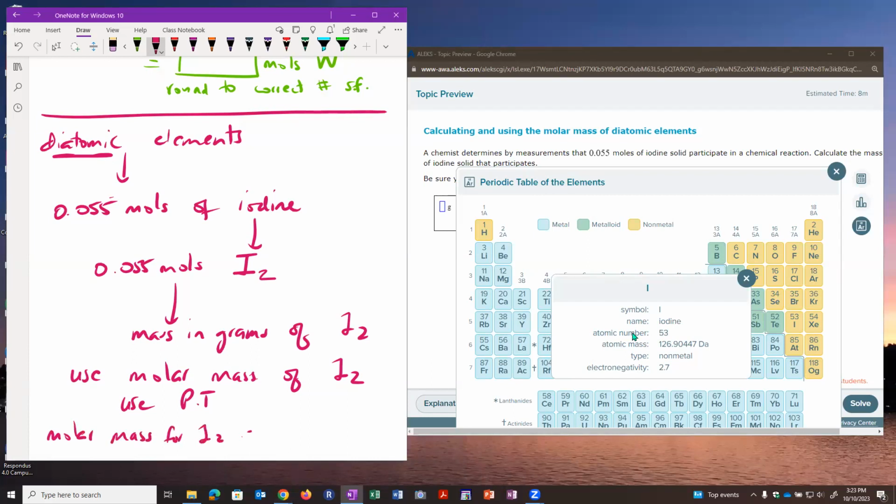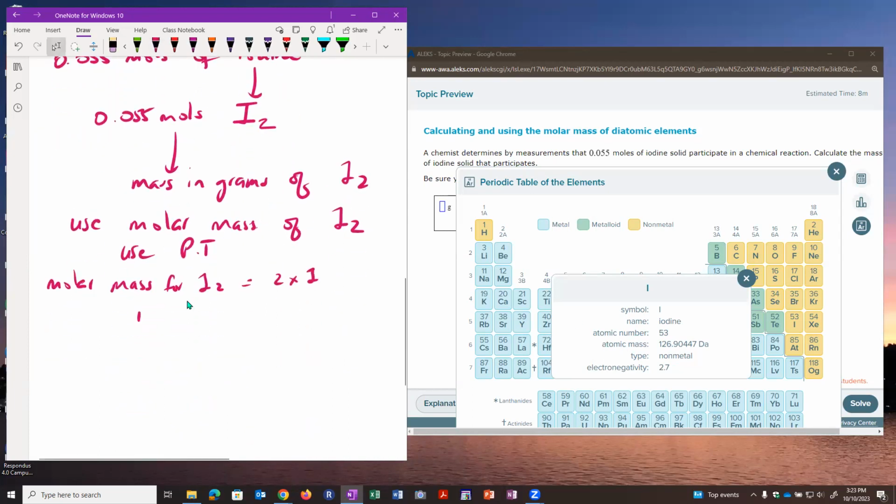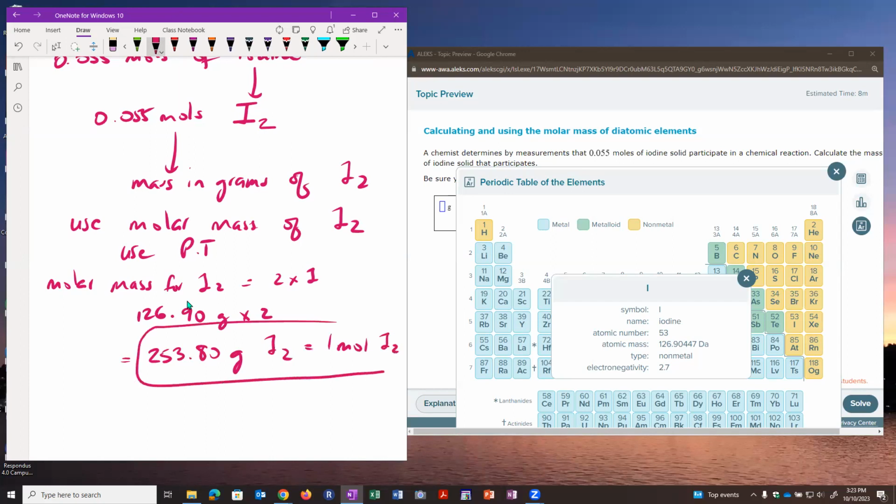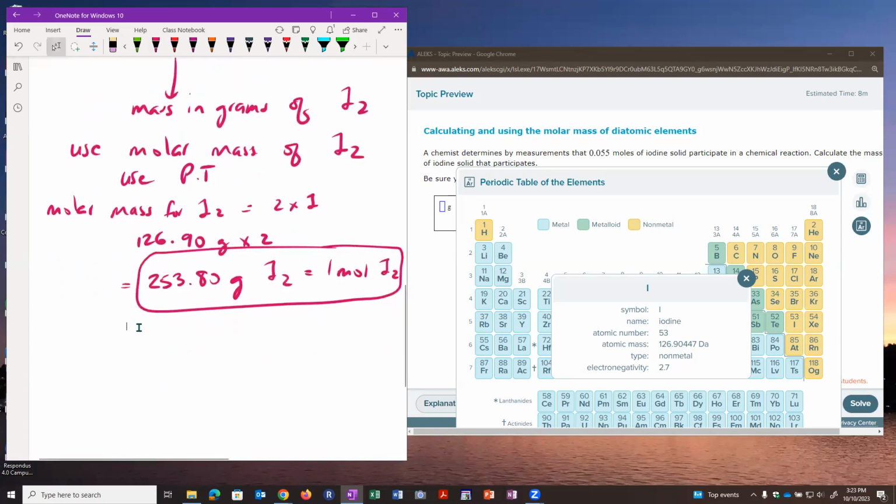So the molar mass for I2 would be 2 times iodine. We have 126.90 grams times 2, and a quick calculation gives 253.80 grams of I2 for every 1 mole of I2. That's going to be our equality that we can turn into a conversion factor.